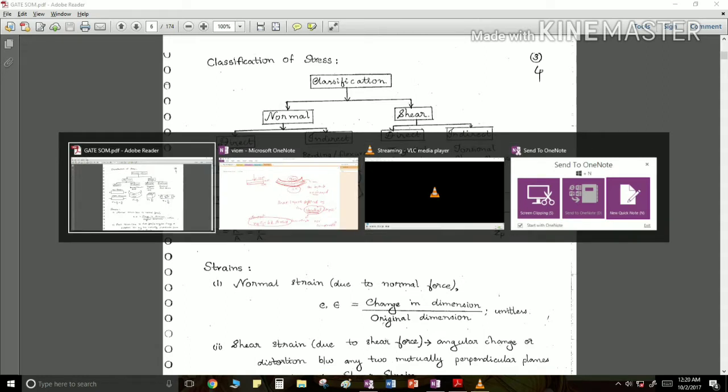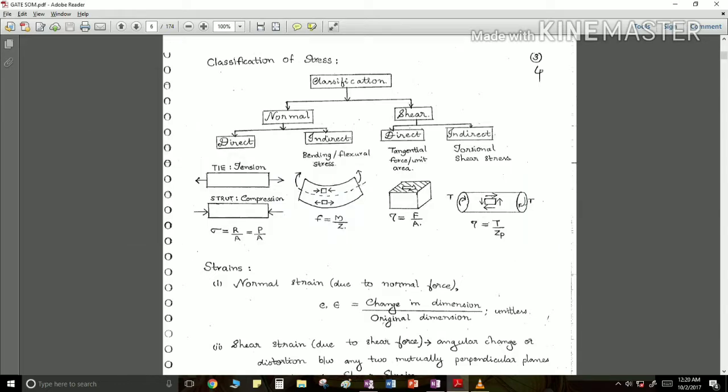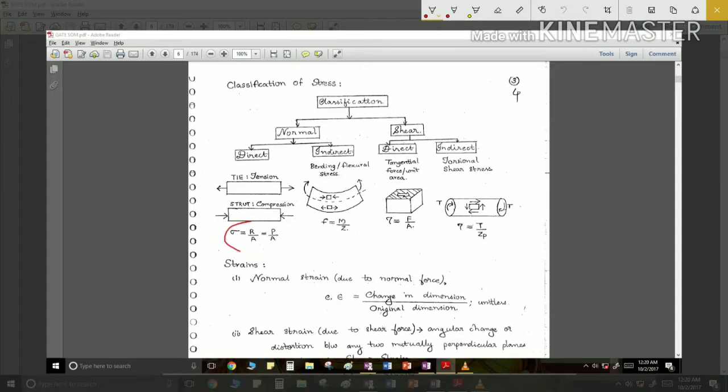So going back to our slide, yes, so this is compression, this is bending, and then shear stresses: direct shear stress and indirect shear stress. Direct is tangential shear stress and indirect is torsional shear stress. We'll discuss all these things in the coming classes.